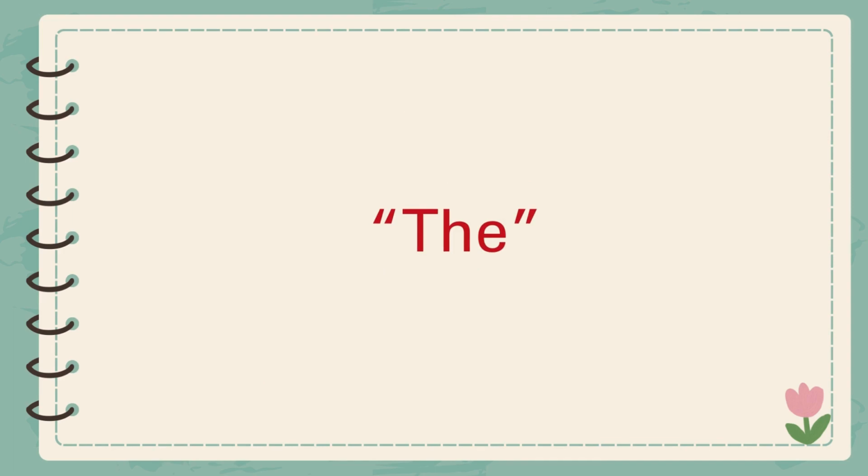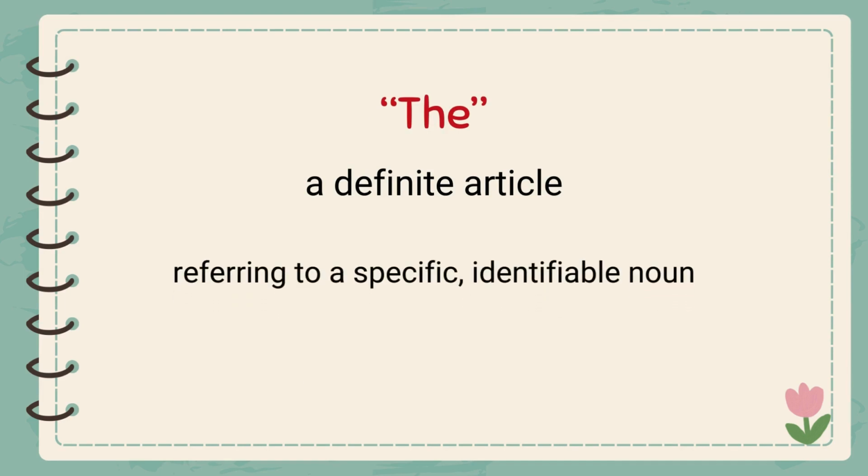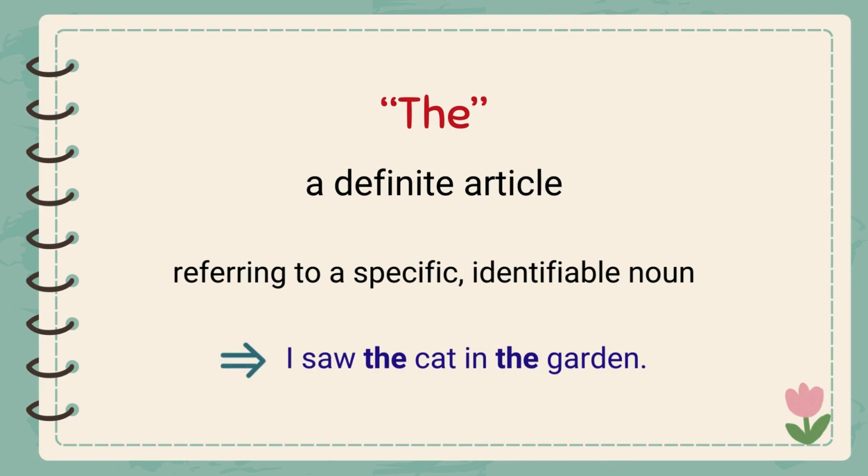First, let's discuss the usage of the article the. The is a definite article. It is used when we are referring to a specific, identifiable noun that both the speaker and the listener are familiar with or can identify. For example, I saw the cat in the garden. Here, we both know which cat.